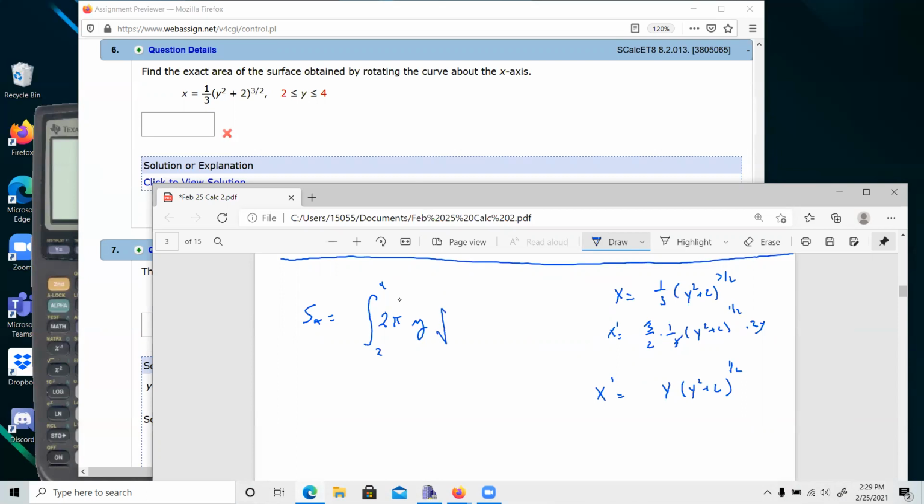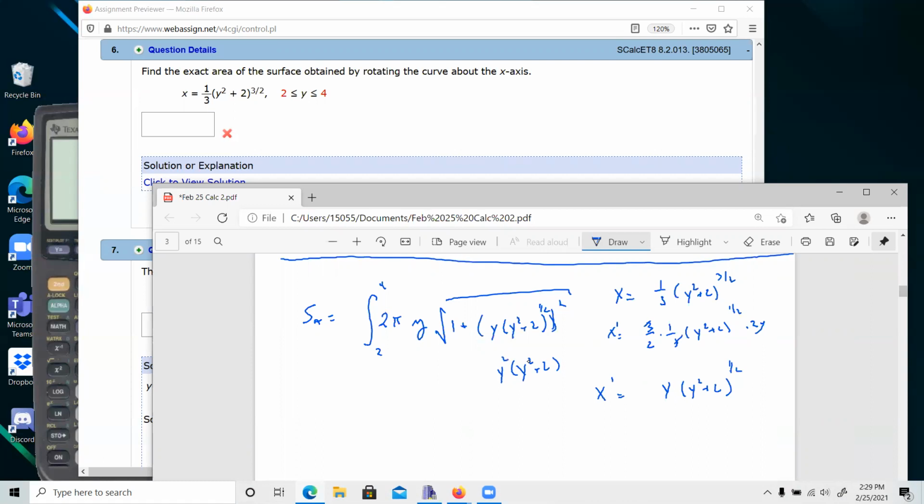So let's go ahead and put this in here. We're going to have 1 plus parentheses, y times (y squared plus 2) to the 1/2, squared. Well, what do you suppose (y squared plus 2) to the 1/2 squared is going to be? Well, that's going to be y squared plus 2. Then we're going to have a y here.